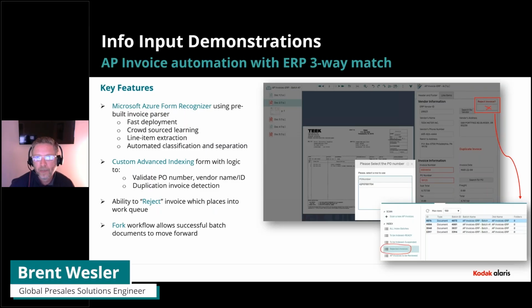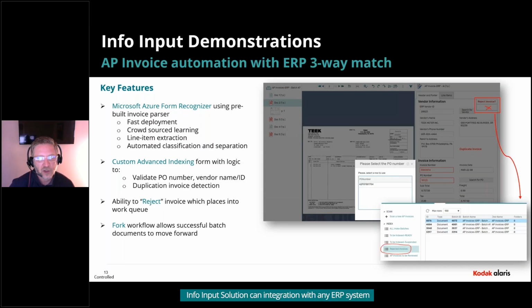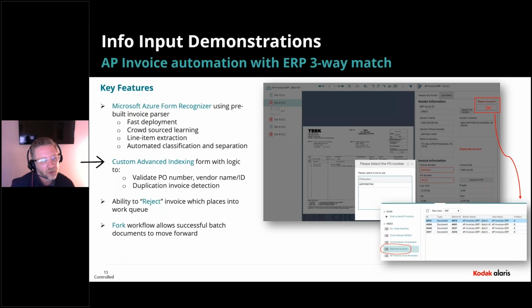So the first one, and probably the most applicable, is AP invoice automation with an ERP system. Unlike a lot of capture solutions, we have what we call custom advanced indexing forms. What this allows us to do is automate and put different trigger points in the UI itself. So you can see there on the screen, in that screenshot on the right, in the header, footer, line items, you see a reject invoice button, you see a search for PO button.